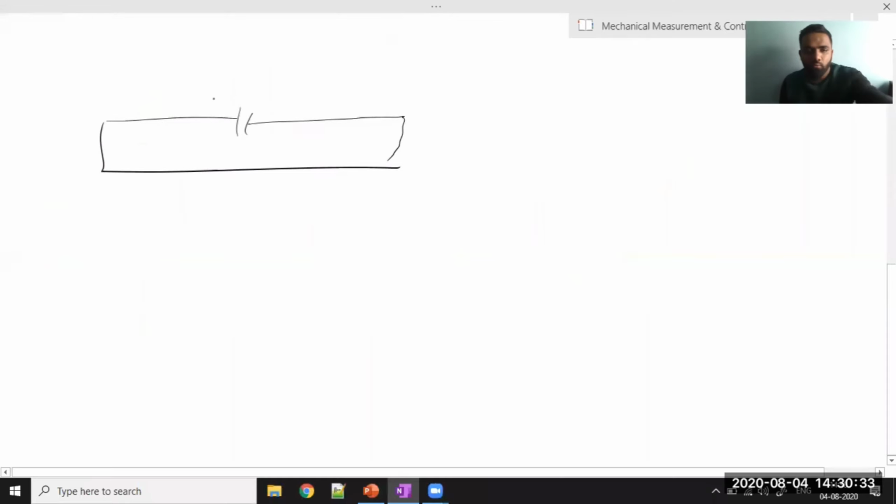Okay, now what I'm trying to explain, this is my positive terminal. I am connecting the positive terminal to this side. This is my negative terminal. I am connecting the negative terminal to this side. So what I'm trying to indicate to you is that there is a flow of current. The current flows from the positive terminal to the negative terminal, correct? So the current flows from this side to this side.